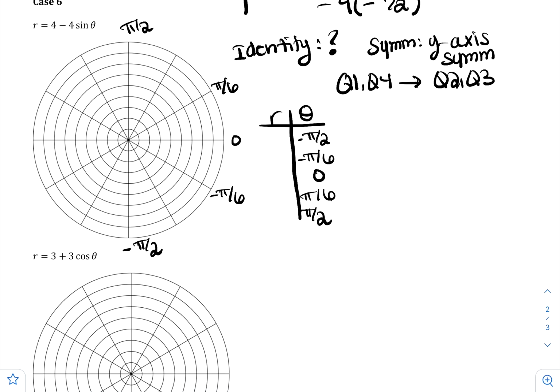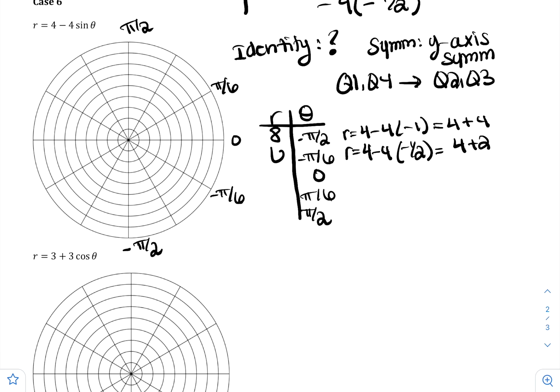Okay, so when I plug it in, I get r is equal to 4 minus 4. The sine of -pi over 2 is -1. So this is going to give me 4 plus 4, which is going to give me 8. Then here I have r, 4 minus 4. The sine of -pi over 6 is -1/2. So this is 4 plus 2, which is 6. Then here I have 4 minus 4. The sine of 0 is 0, so this is 4 plus 0, or minus 0, which doesn't matter.